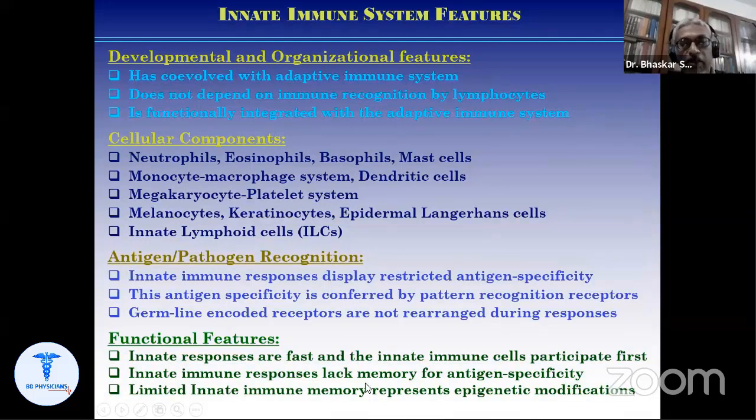Innate immune responses lack memory for antigen specificity. Limited innate immune memory represents epigenetic modifications. So this is a very recent concept, that even the innate immune system has some sort of memory, and instead of the receptors, they think that it is because of the epigenetic modification of the receptors involved or encoded in the germline.